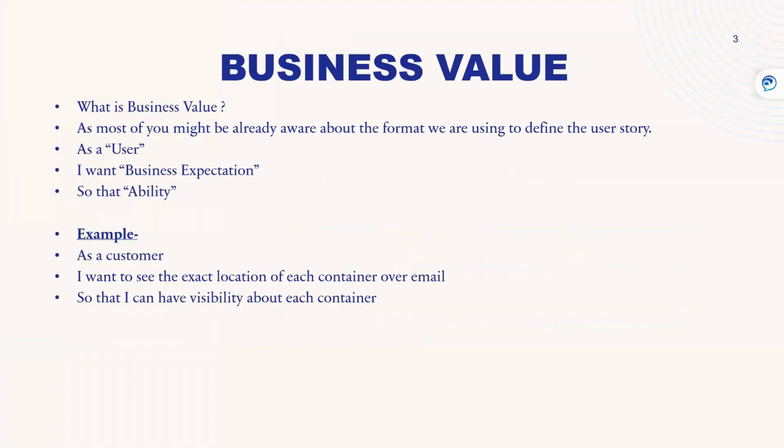So what is business value? As we might already be aware, it is written as: as a user, I want this, so that this. Basically in the "I want" part, we mention the business expectation or the user expectation, the ability. As an example, as a customer, I want to see the exact location of each container over email so that I can have visibility about each container. I hope you have a better understanding about the business value.